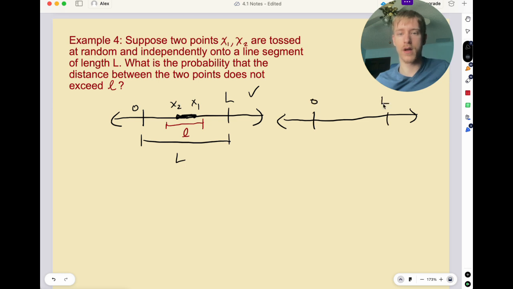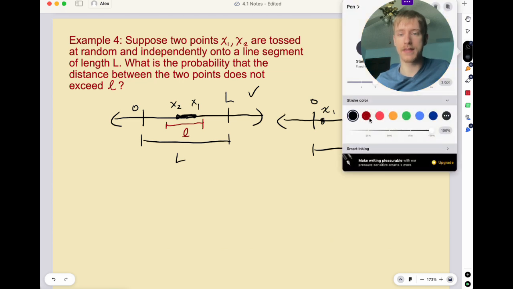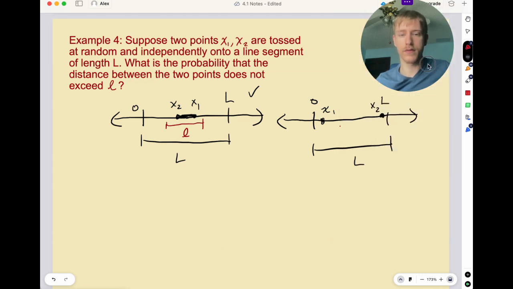Okay, but if I do the same thing, 0 to capital L, and this time I randomly have the points like really far apart. This is x1 and this is x2. This is still capital L. Well, the same distance. Okay, this is little l. Well, clearly this is a fail because the distance between x1 and x2 exceeds little l. Okay, so this is a fail. Okay, so how are we going to do this?